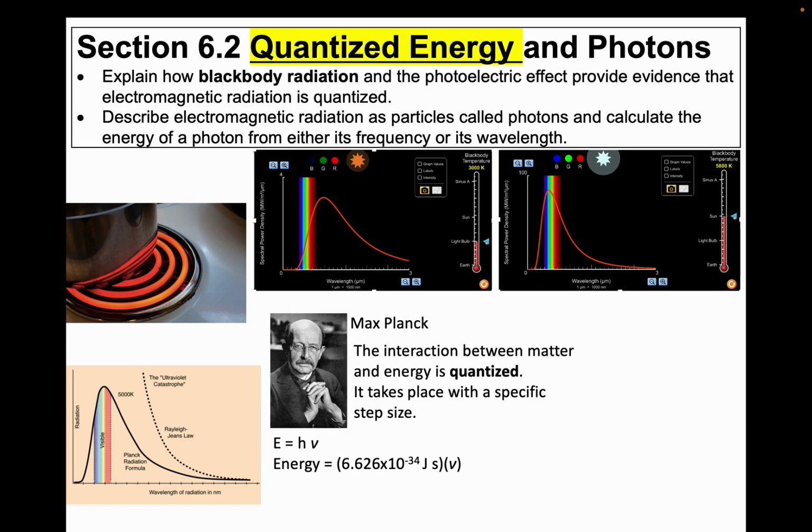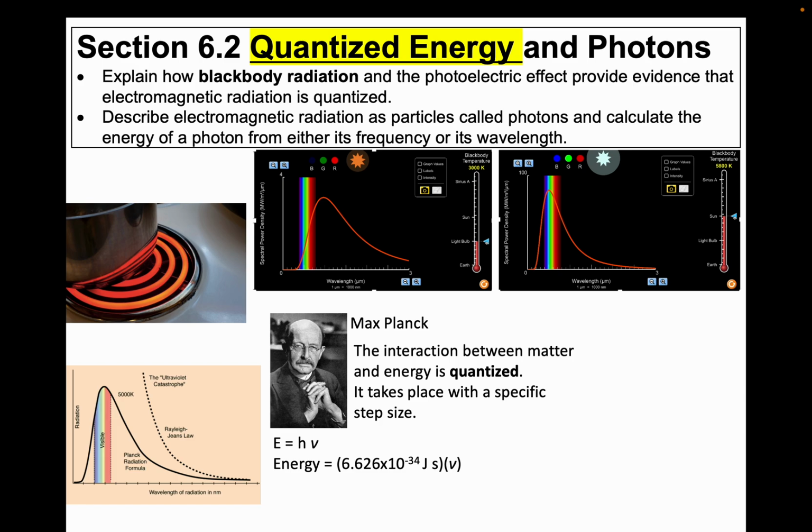This dilemma was resolved by the physicist Max Planck. He provided a new theory, a new interpretation. His interpretation matched the experimental result, but it had a really radical idea. He said that the interaction between matter and energy was quantized. It takes place in specific steps. It's not continuous. It has a smallest value when matter and energy interact with each other. Now, this was really remarkable, novel, crazy, because it was thought that the interaction between matter and energy would be continuous, not have a small specific step size.